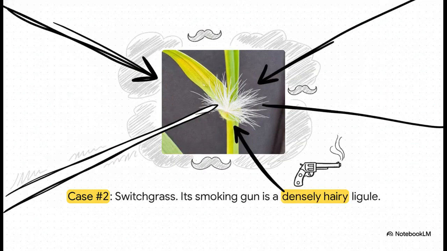All right, now for switchgrass. This plant is smooth, glabrous is the technical term, pretty much everywhere, except for one spot. Right there at the collar, it has this very dense, totally unmistakable tuft of white hairs for a ligule. It's almost like a tiny fuzzy mustache. This one single feature on an otherwise hairless leaf is the smoking gun for switchgrass.